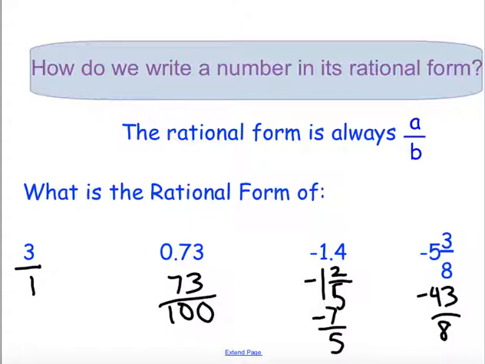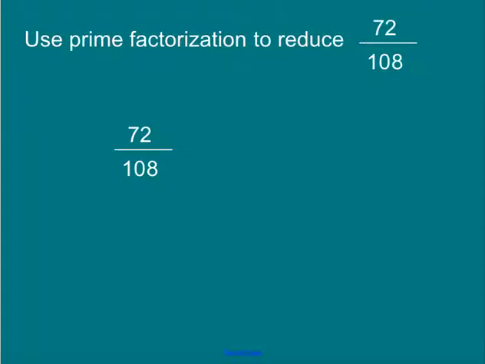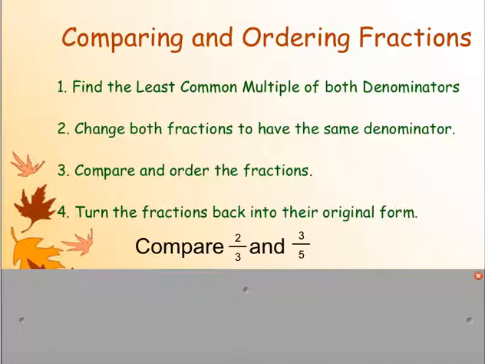All right. Let's now move on to our equivalent fractions. Now, this is how we go about comparing and ordering fractions. We find the least common multiple of the denominators. We change both fractions to have the same denominator. We then can compare and order them. And finally, we turn the fractions into their original form.